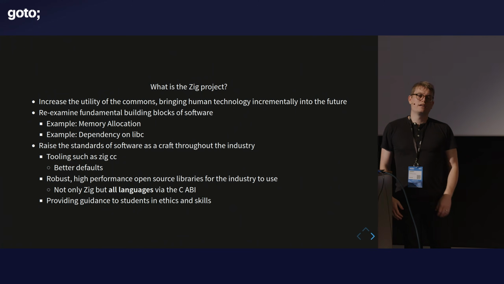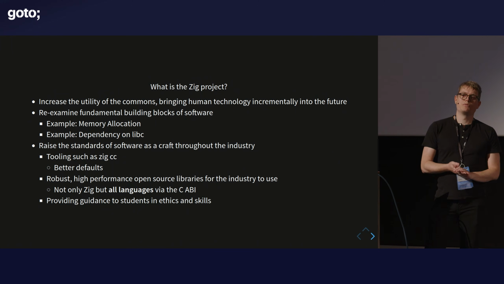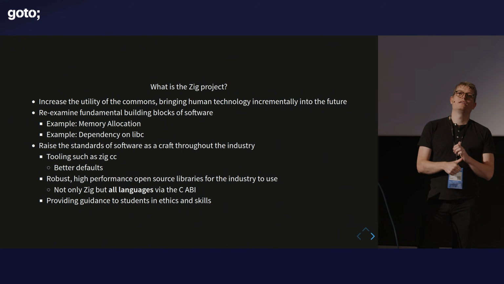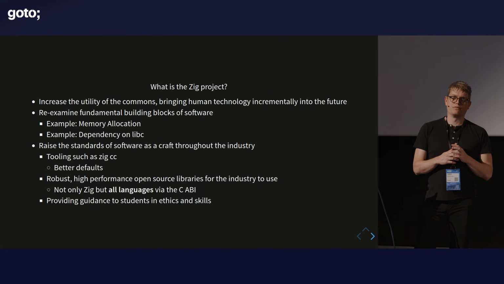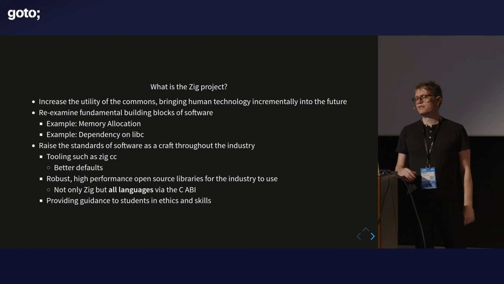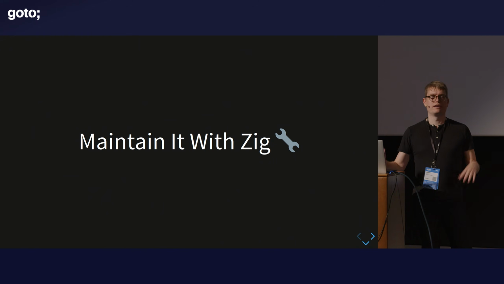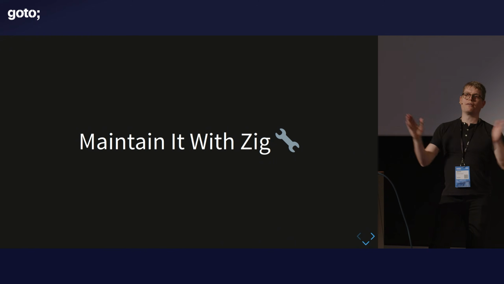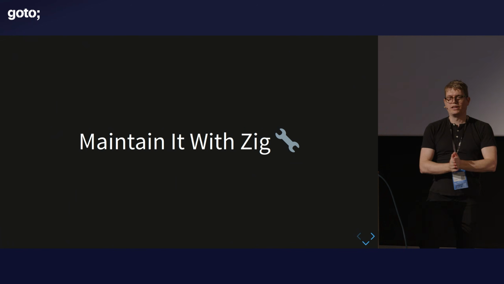And finally, we care a lot about students. We want to help students learn how to be ethical and how to learn and teach them how to level them up so that they can get very good at their craft and help us take us to the next phase of computing in society. All right, so that's kind of our backstory. Now, here's our motto: maintain it with Zig.